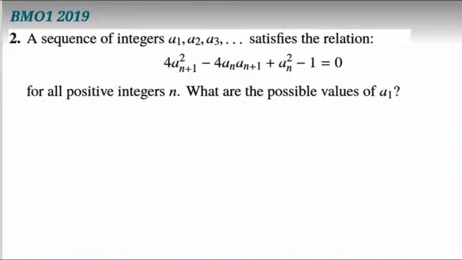So let's start here. It says a sequence of integers a1, a2, a3, and so on satisfies the relation 4a_{n+1}^2 - 4a_n a_{n+1} + a_n^2 - 1 = 0 for all positive integers n. What are possible values of a1? Okay, so that's the important thing in these assumptions. There are integers and we have this relationship for all positive integers n. What are possible values of a1?